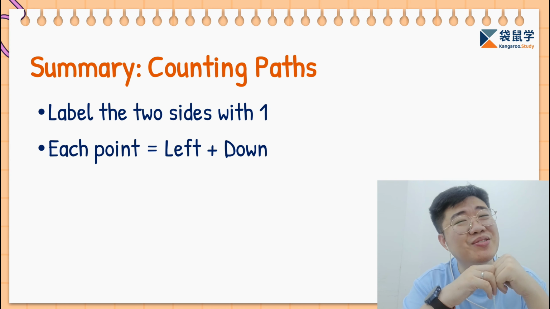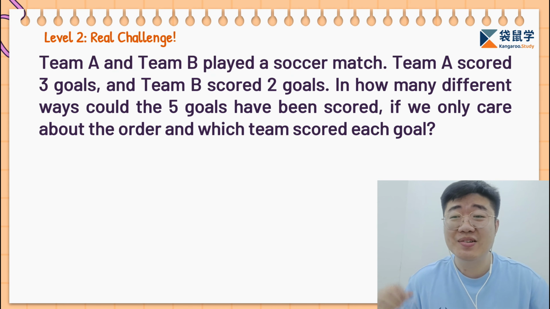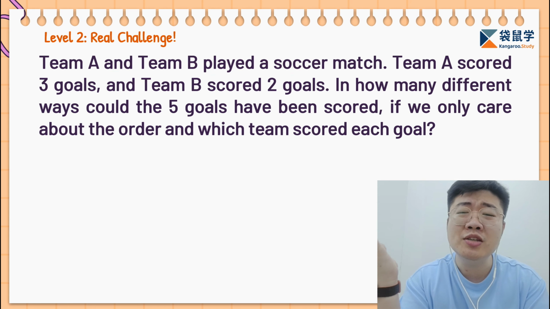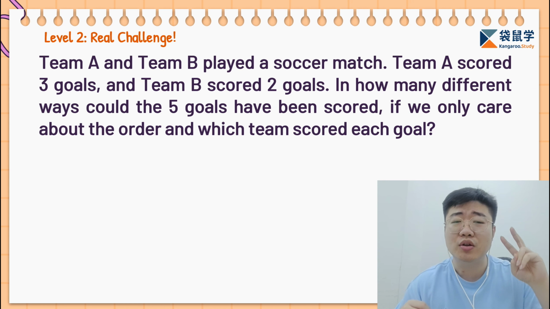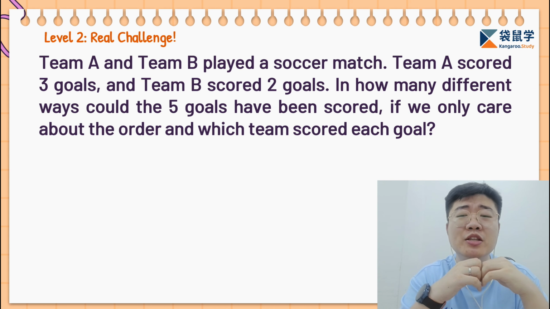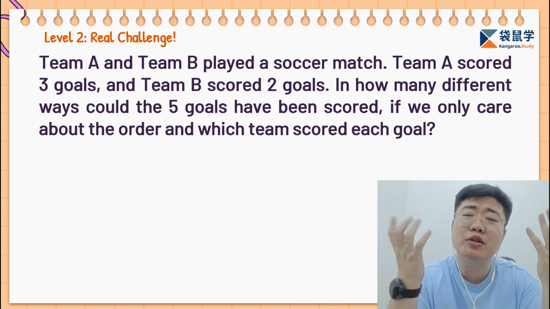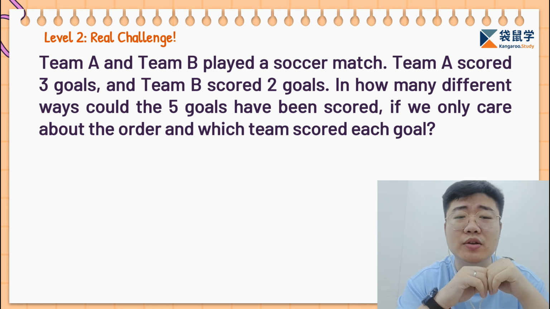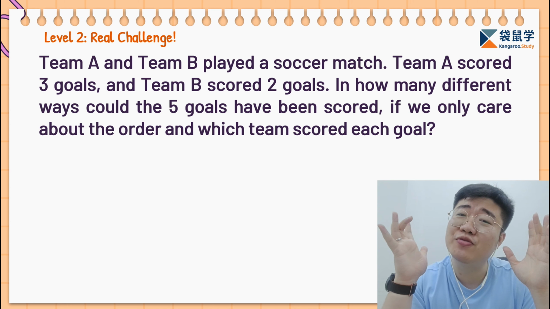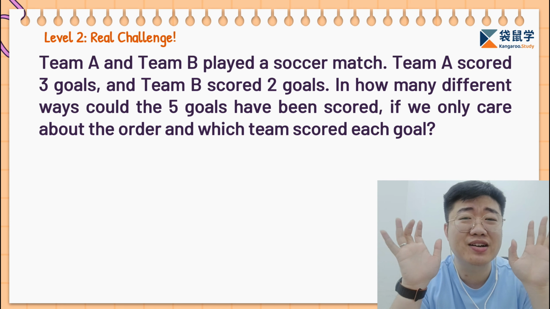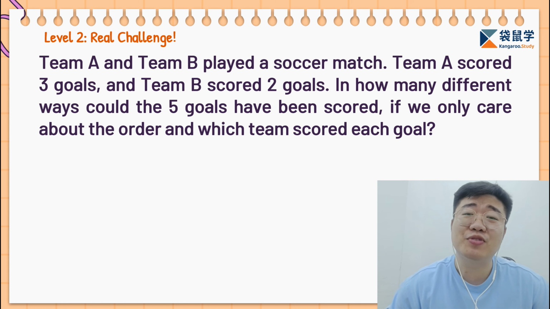Now, after we solve the first question, let's look for the real challenge here. So let's take a look at question 2. Now, Team A and B, they play a soccer match. Team A scored 3 goals, Team B scored 2 goals. So they're asking you how many different ways could all 5 goals have been scored if we only care about the team and which team scored each goal. So everyone, we know from the question, which player scored the goal doesn't matter. It's only the team. So we can get many different arrangements.